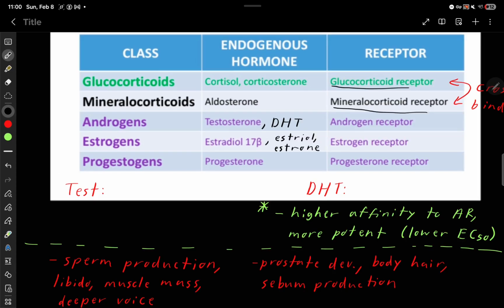Okay, so now let's briefly look into what all of these different steroid hormones do, starting with our androgens. So remember, androgens, we got testosterone and DHT, dihydrotestosterone. Those are the two types that we mentioned before. So, what is the difference between them? Well, the main difference is that DHT is way more potent. It has a much higher affinity to androgen receptors. It's able to produce the same response with a much lower EC50.